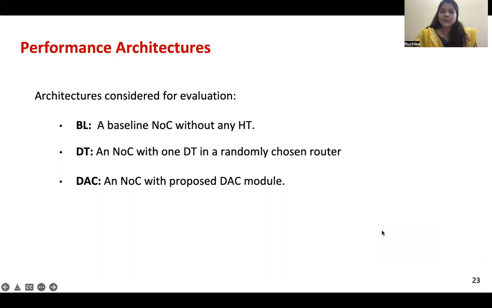We have taken 3 performance architectures into account to compare and analyze the performance. Baseline or BL is the architecture where we consider there is no HT. DT is the architecture where we consider the presence of a delay Trojan in any of the random routers. In this experimentation, we have taken 27 as a randomly chosen router that has the delay Trojan, and DAC is where the proposed mitigation technique is used.